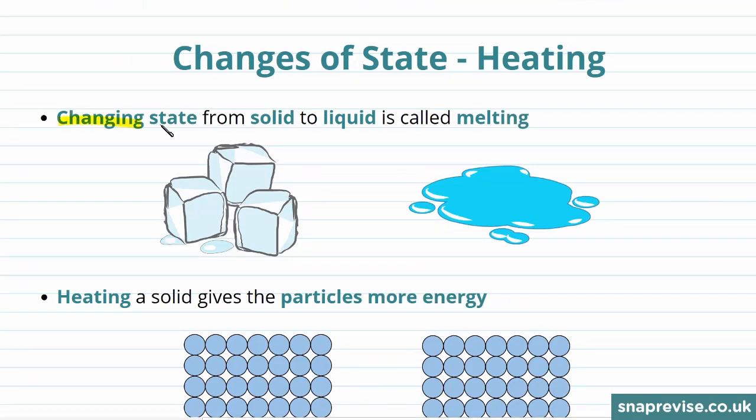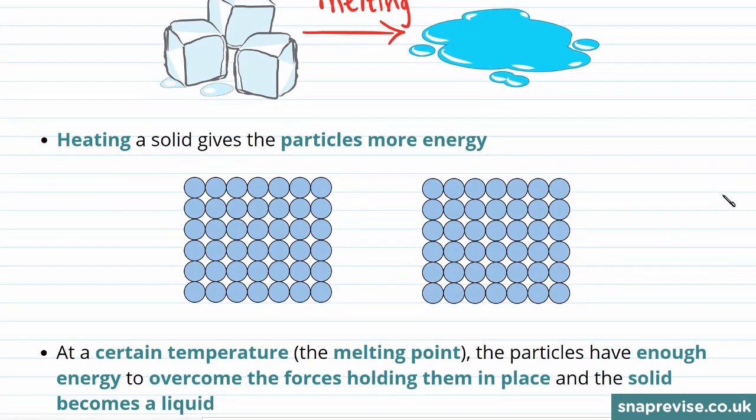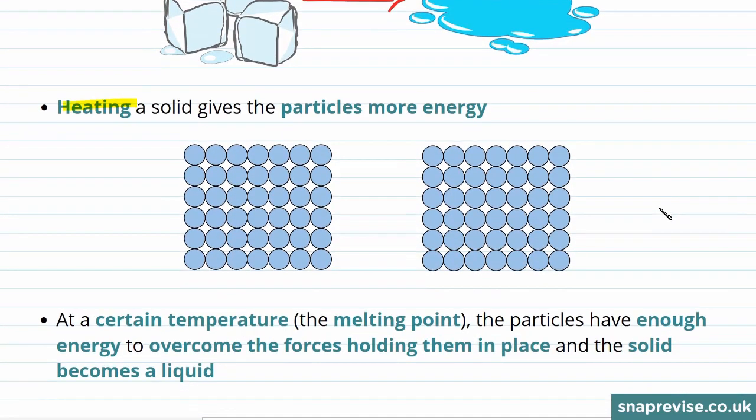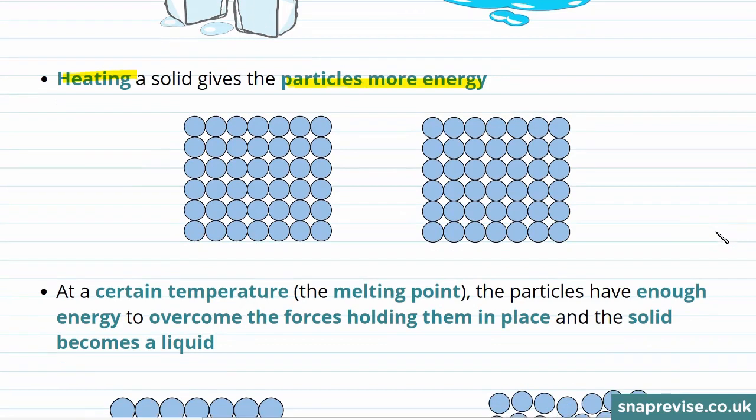Changing state from a solid to a liquid is known as melting. We melt ice cubes in order to get water, for example. This change of state happens because as you heat a solid, this gives the particles within that solid more energy.